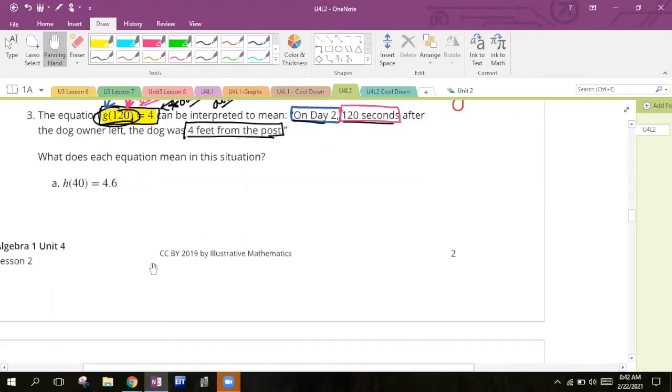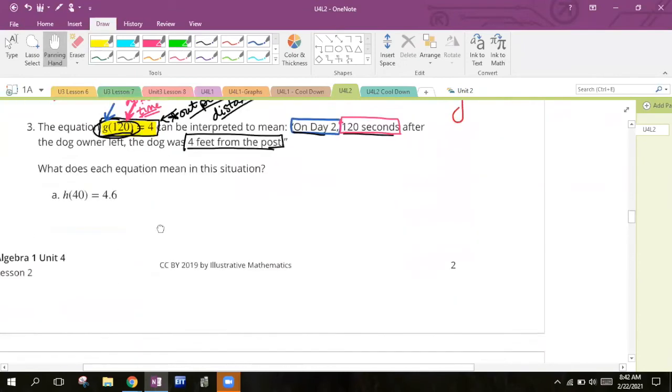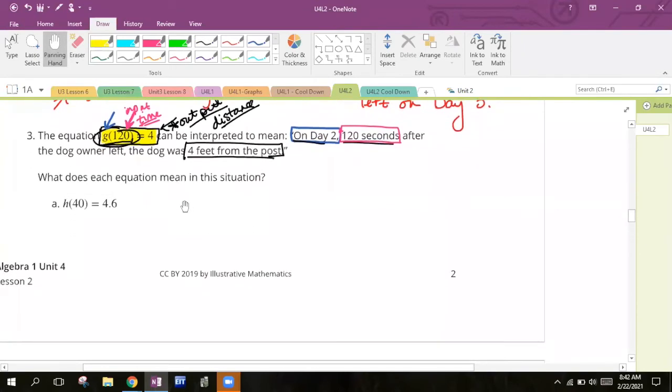So I want y'all to see if y'all can do these on your own. In the chat, before you write it in your book, I want y'all to send me what that first one means. Break it down just like we did, and send me what this function notation means in this situation.